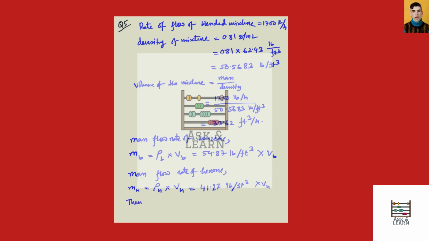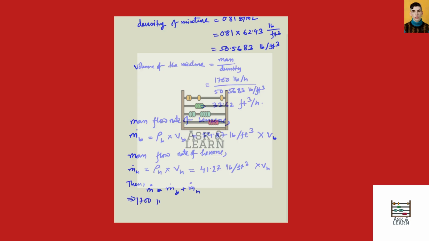We know that the total mass flow rate will be the mass flow rate of benzene plus the mass flow rate of hexane, or we can write 1700 pound per hour is equal to 54.87 pound per feet cube multiplied by the volume of benzene plus 41.17 pound per feet cube multiplied by the volume of hexane. And we can name this equation as equation 1.